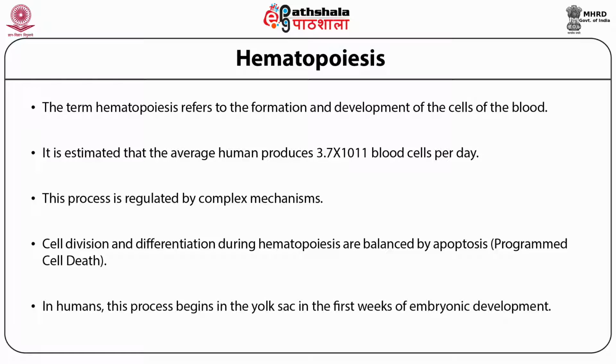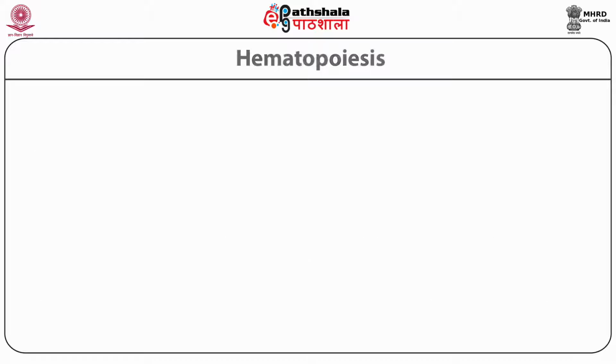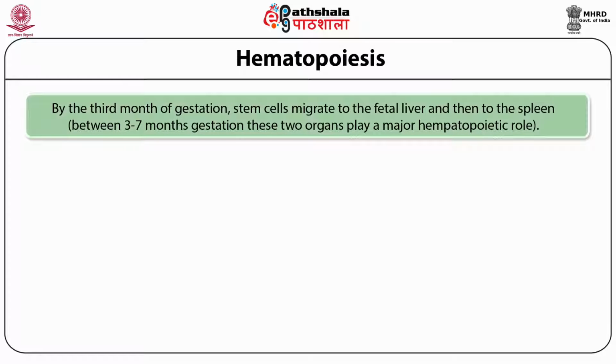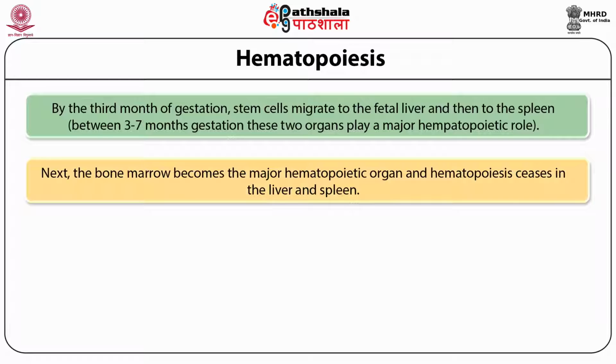In humans, this process begins in the yolk sac in the first weeks of embryonic development. By the third month of gestation, stem cells migrate to the fetal liver and then to the spleen. That is, between 3 to 7 months gestation, these two organs play a major hematopoietic role. Next, the bone marrow becomes the major hematopoietic organ and hematopoiesis ceases in the liver and spleen.